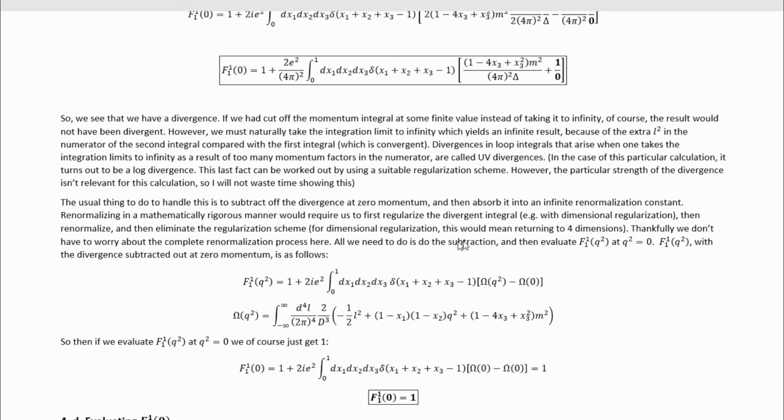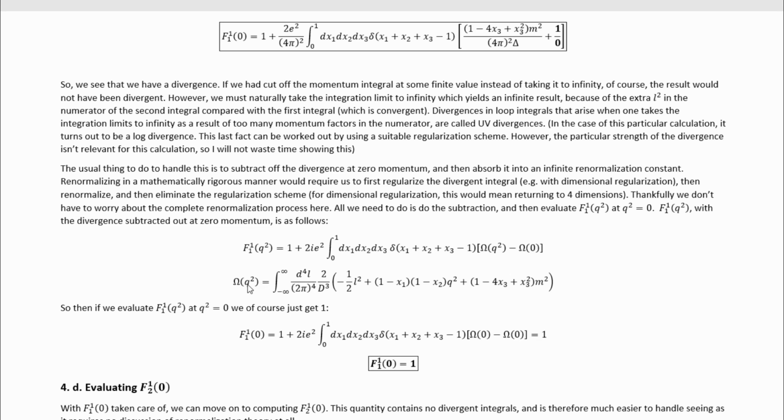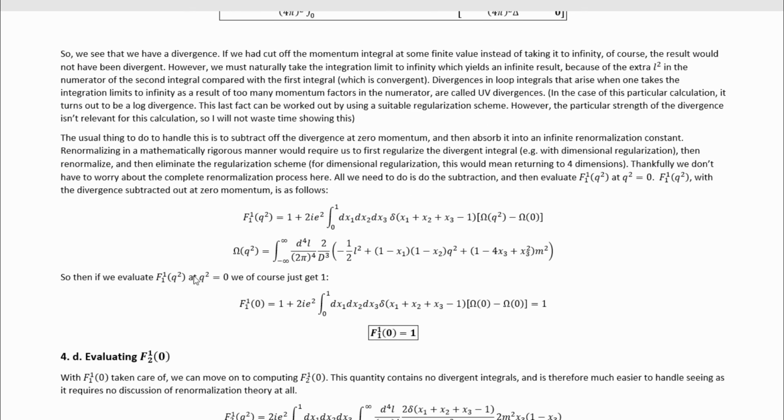All we need to do is do the subtraction and then evaluate f11 of q squared at q squared equals 0. f11 of q squared with the divergence subtracted out at zero momentum is this, where to make this written clearly, I define this omega of q squared quantity. So then if we evaluate f11 of q squared at q squared equals 0, we of course just get 1. And that is our final result for f11 of 0.